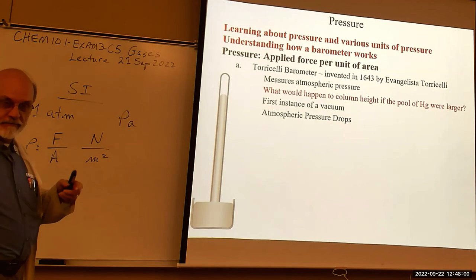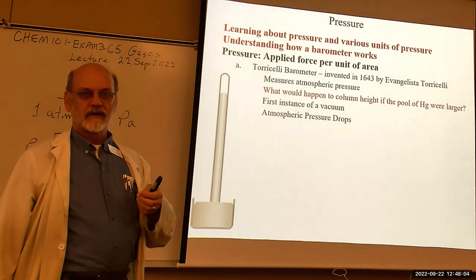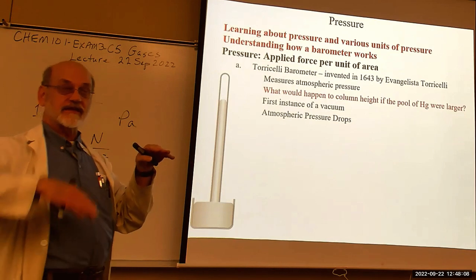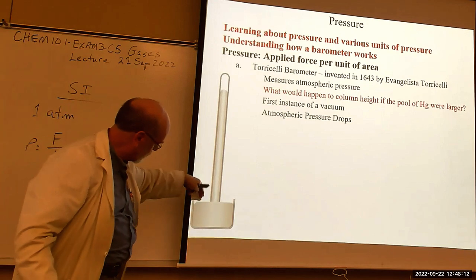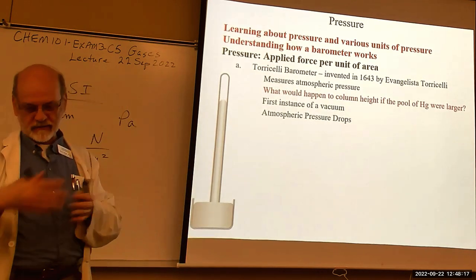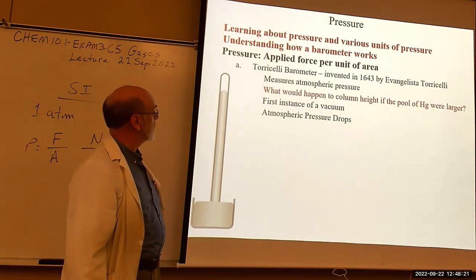But he also noticed that if you threw it in the back of his ox cart and went up a mountain, the column dropped. Because as he gets higher in the atmosphere, there's less atmosphere above him to press down on this and hold the column up. And then if he went down the mountain, just the opposite happened. The column moved up.